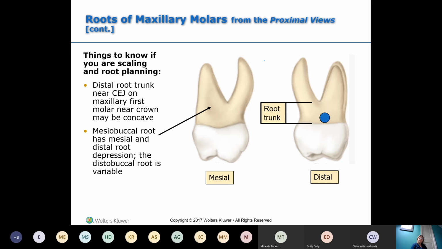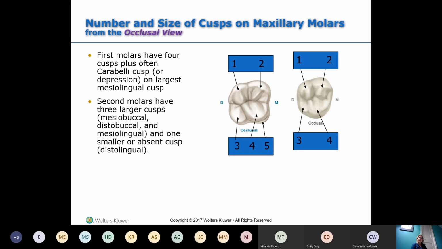Your first molars have four cusps plus the cusp of Carabelli most of the time. These are where the cusps are located. Your second molars have three larger cusps and one smaller cusp. Here's where they are located, and you can see that distal lingual one is really tiny. On the first molar, the distal lingual cusp is smaller, but it's not as tiny as this one.